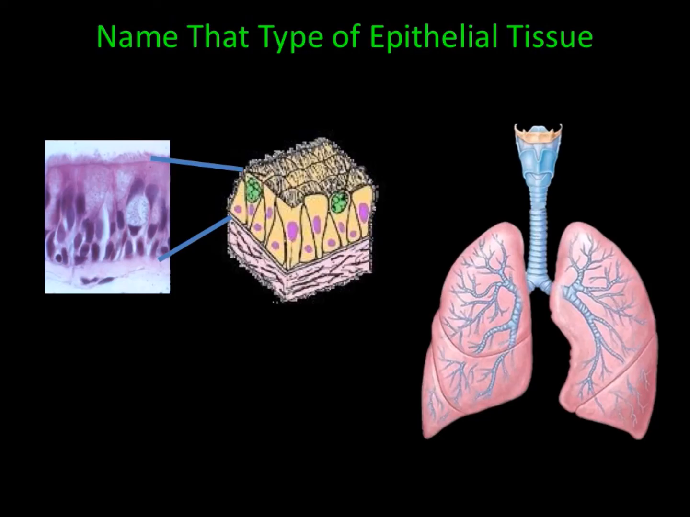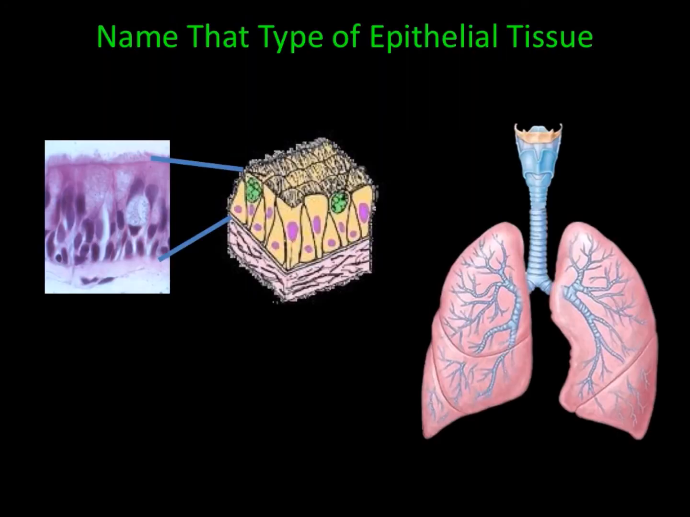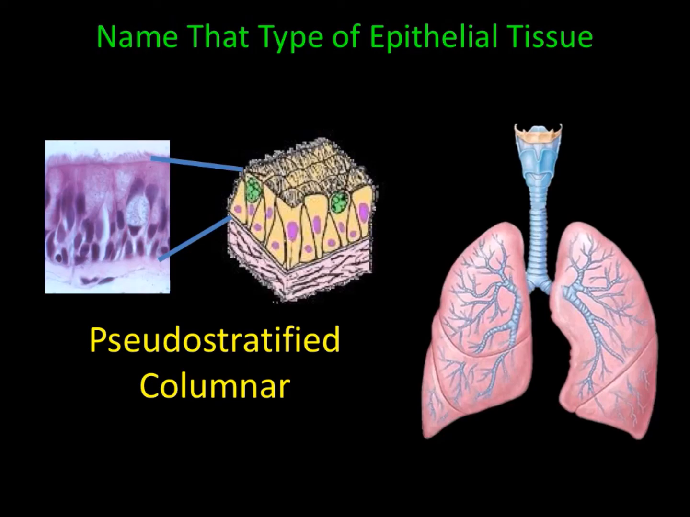Finally, name this tissue. I'm not going to lie, this tissue is going to be tricky. In this image, you see a single layer of rectangular-shaped cells that give the appearance of being more than one layer. This type of epithelial tissue you will find lining the trachea or the windpipe of the respiratory system. The name of this tissue is pseudostratified columnar epithelial tissue. The columnar part of the name is easy to understand, the rectangular-shaped cells.